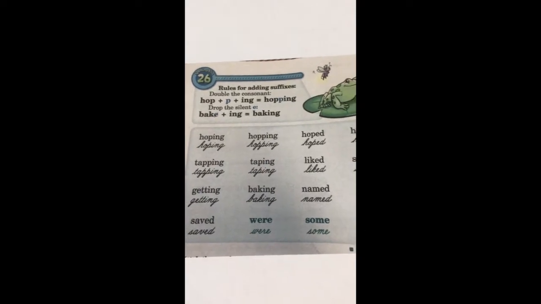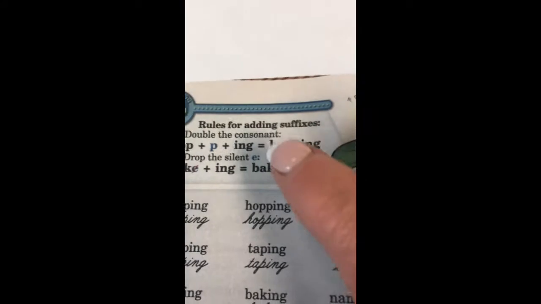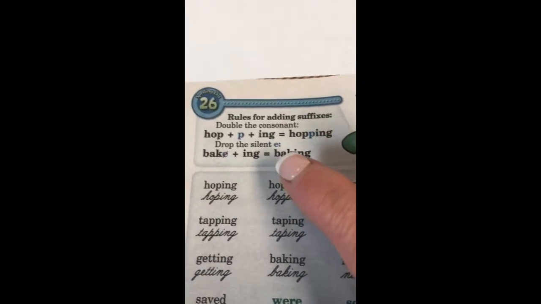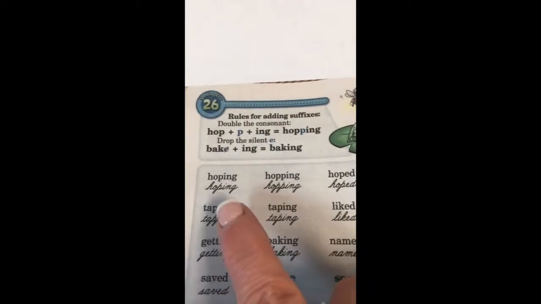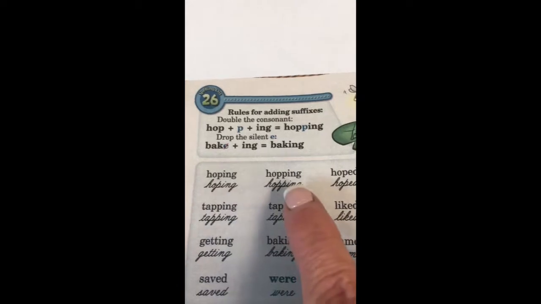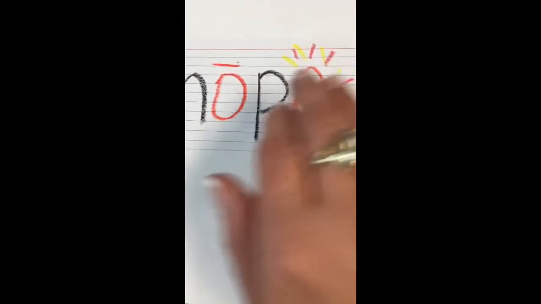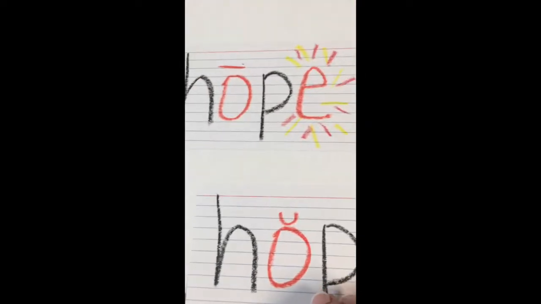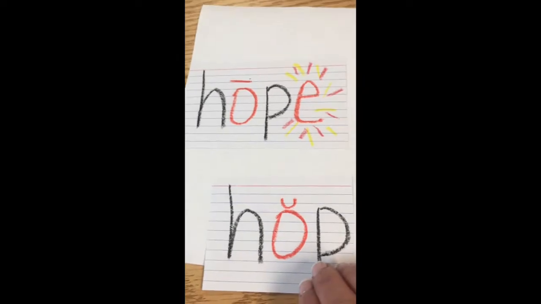Okay, today we're going to look at your spelling list that has two different rules in it. We have what is called the doubling rule, and we also have the dropping rule. We're only going to work on two words. So we have hoping and hopping. So my two words that I'm going to work on are hope and hop. And we're going to learn about these rules.